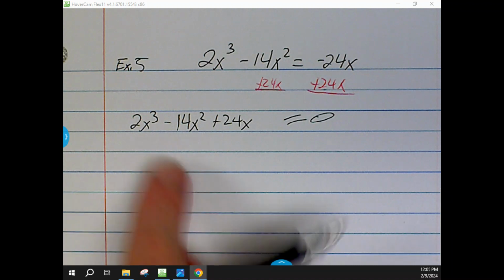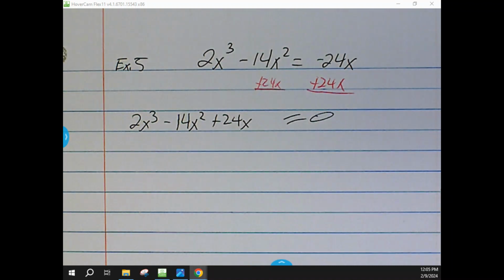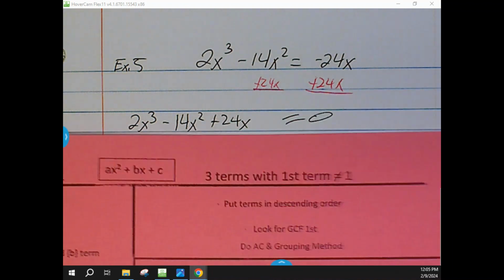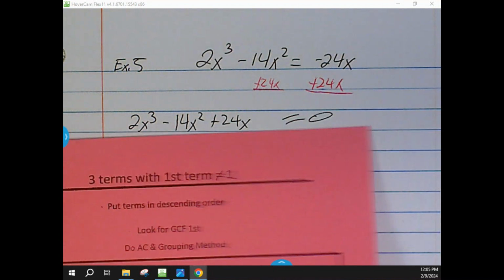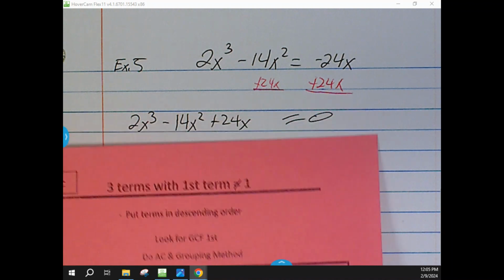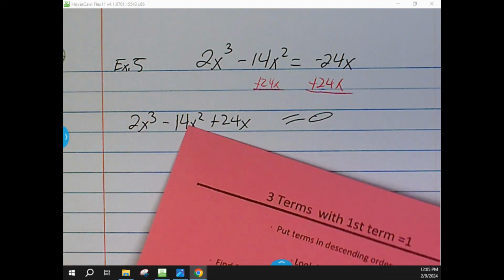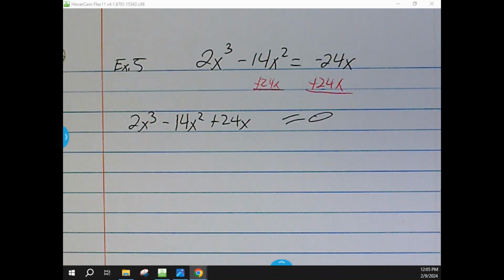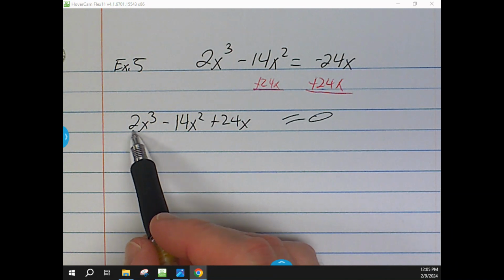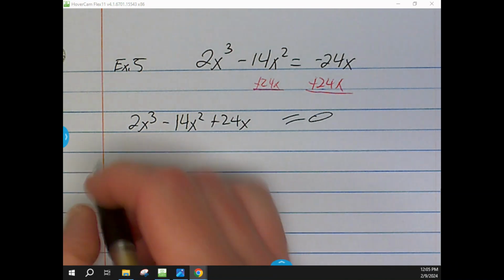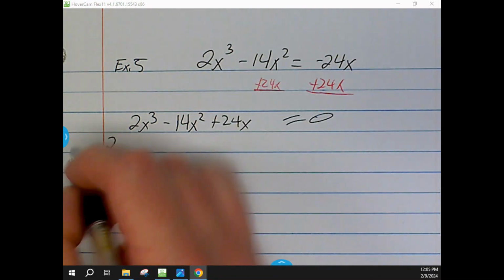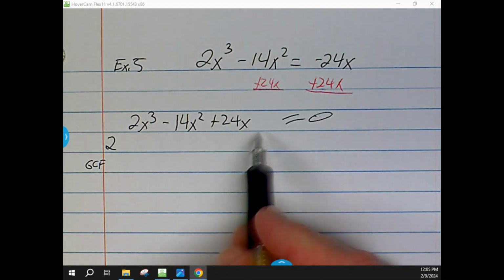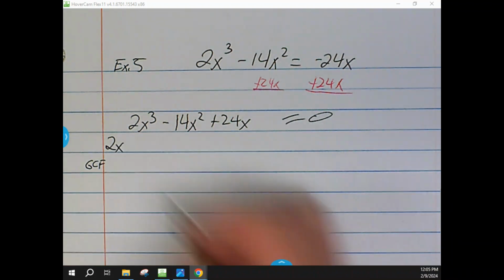Okay, so first thing is we've got three terms. So we're back over here. Right now, the first term is not 1, so that puts us with this part. So the terms are in descending order because we got x to the third, x to the second, x to the first, so we're good there. Look for greatest common factor. Well, they're all even numbers, right? 2x to the third, 14, and 24, so you can divide them all by 2. So we're going to take out the greatest common factor first. They all have an x, so we can take a 2 and an x out of every single one of them.